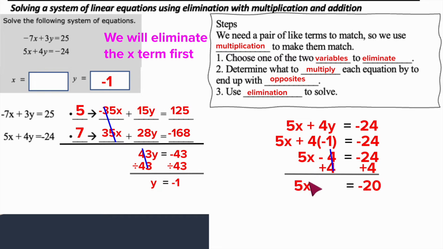I'm going to undo that multiplication using division. 5 divided by 5 cancels, and -20 divided by 5 is -4. So now I have the rest of my solution. So the solution is going to be -4, -1.